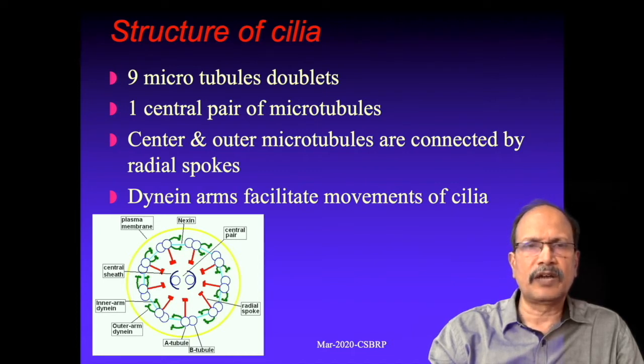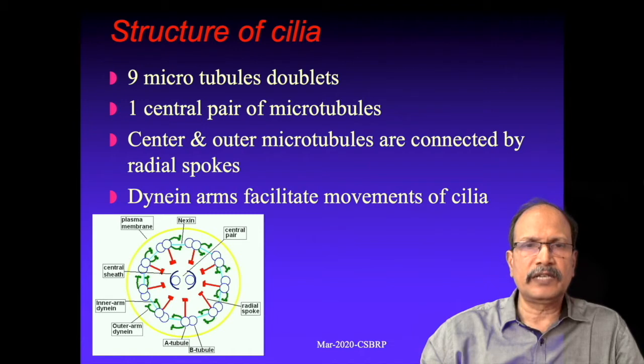So if you look at the outer doublets, there are some green structures extending from each doublet, and there are 2 in number. One is on the outside and the other one is on the inside. These are known as dynein arms, which are very essential for ciliary movement. So in the case of genetic abnormalities involving the cilia, these dynein arms may be defective or absent, and hence the ciliary motility will be impeded.